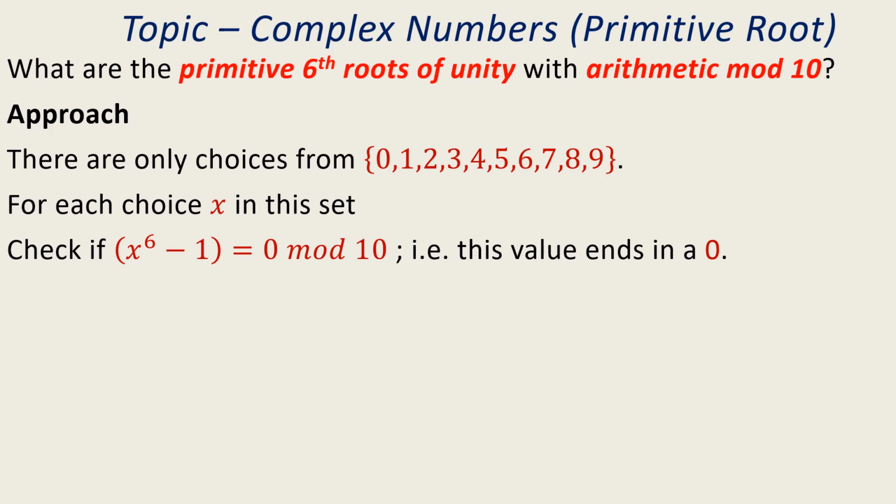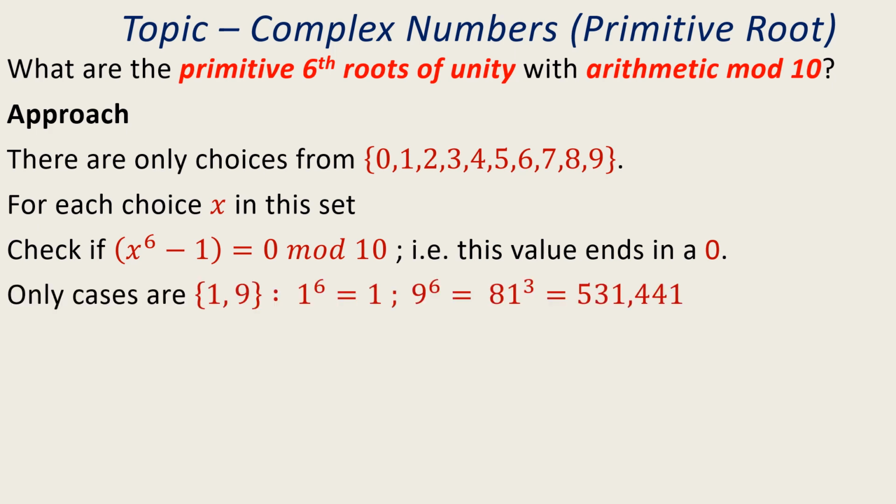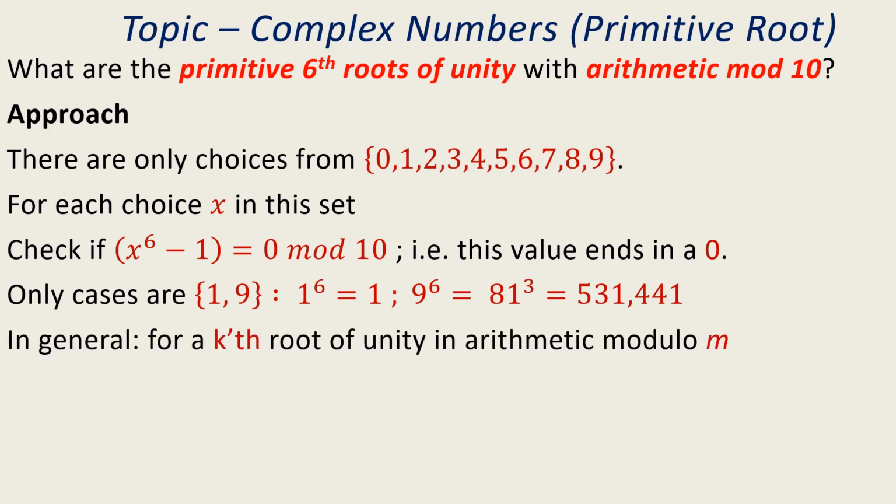Now we go through that set. What we find is there are only two primitive roots, the numbers 1 and 9. 1 raised to the power 6 is 1. 9 raised to the power 6 is 81 cubed. 81 ends in a 1. Any number that ends in a 1, when we cube it, or square it, or raise it to any power whatsoever, is going to end in a 1.